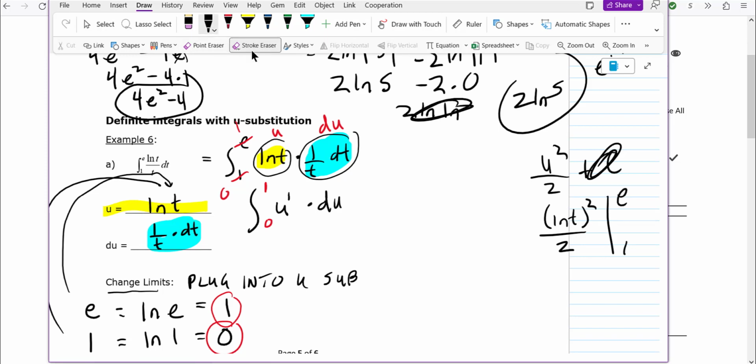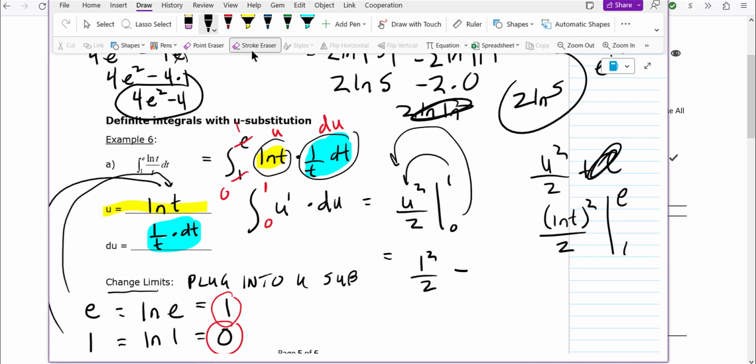Now let's finish the problem. What's the antiderivative of u to the first? U to the second over 2. Now put your vertical bar, your shorthand notation. Now you're ready to plug it in. So the way you get your final answer is you'll have 1 to the second over 2 minus 0 to the second over 2. So you end up getting 1/2 minus 0. So the answer of this problem is 1 over 2. That's how that works out, and that's how that gives you the area under that curve from 1 to e. Okay, any questions?